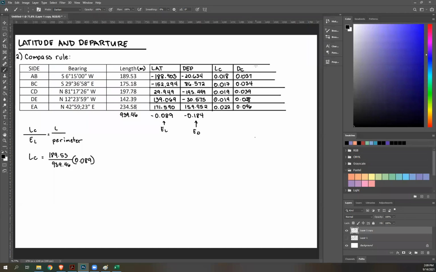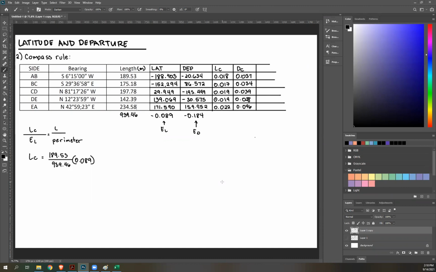Okay. Now that we have that, to get DC, that is just length. So 189.53 times 0.184 over 99.46. So it's the same here. The only difference is instead of using EL, we're using ED. Right? For those who weren't able to follow how to get direct correction in departure. Okay, so this is only the correction.